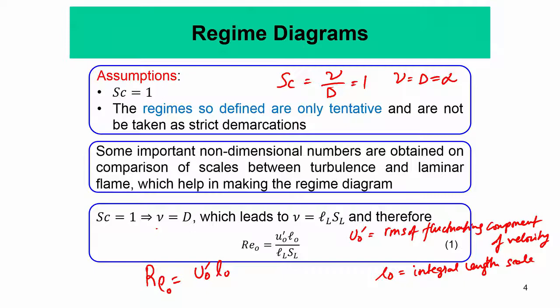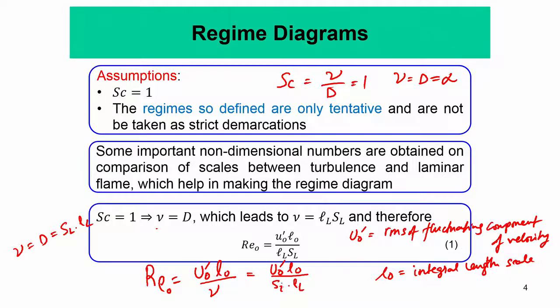If you have any questions, you can go back to the previous notes of turbulent flows where we defined all these properties, and this is of course divided by nu. Now, since nu is equal to d, and d is equal to SL times LL, we can replace nu with SL times LL and we get essentially u0 prime L0 divided by SL times LL.